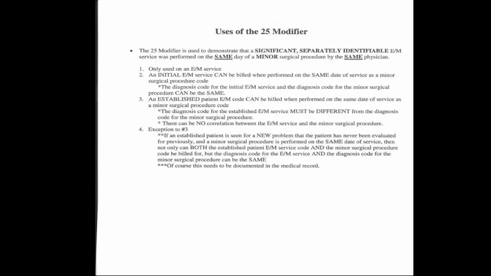An established patient E&M code can be billed when performed on the same date of service as a minor surgical procedure code. The diagnosis code for the established E&M service must be different from the diagnosis code for the minor surgical procedure. There can be absolutely, positively, unequivocally no correlation between the E&M service and the minor surgical procedure.